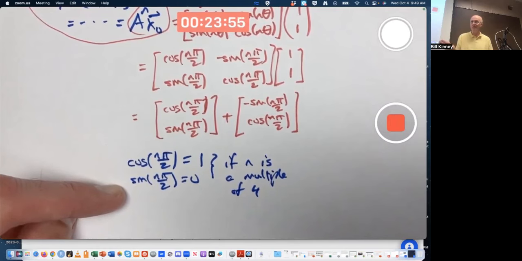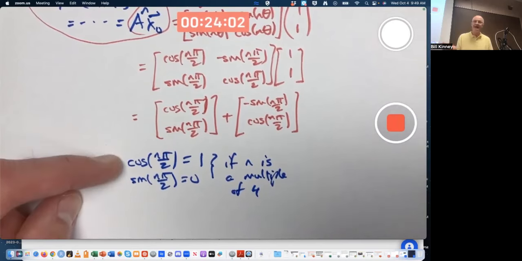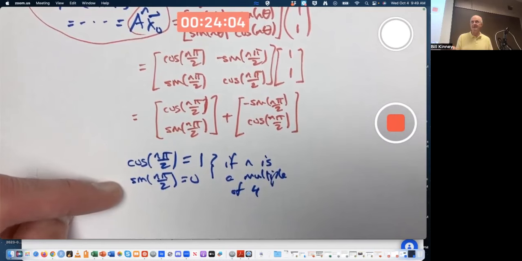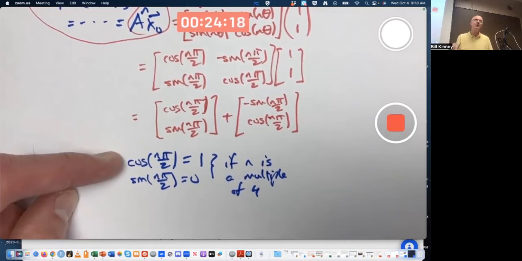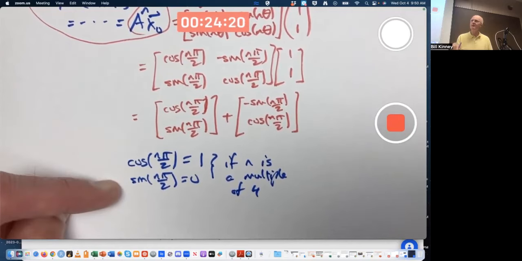If n is 2 more than a multiple of 4, like 2, 6, 10, 14, then the cosine's -1 and the sine's back to 0, because the angle really is equivalent to 180 degrees. And if n is 3 more than a multiple of 4, like 3, 7, 11, 15, then I think this one ends up being 0 and this one ends up being -1. You're at 270 degrees.